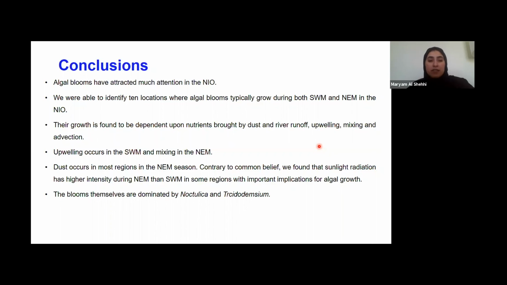So these findings are very useful for starting our geochemical modeling of the Arabian Gulf, knowing the seasons in which the algal blooms like to grow, the location of the blooms, and also the effect of the atmospheric forcing, like the dust deposition and the solar radiation, on the blooms and the productivity of this region. So that's it, and please let me know if you have any questions.